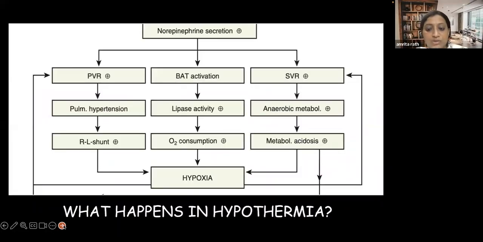So if there is a hypothermia, there will be activation of the norepinephrine pathway, there will be increase in the PVR, there will be increase in the lipase activity, there will be increase in the SVR. So overall, there will be tissue level hypoxia.